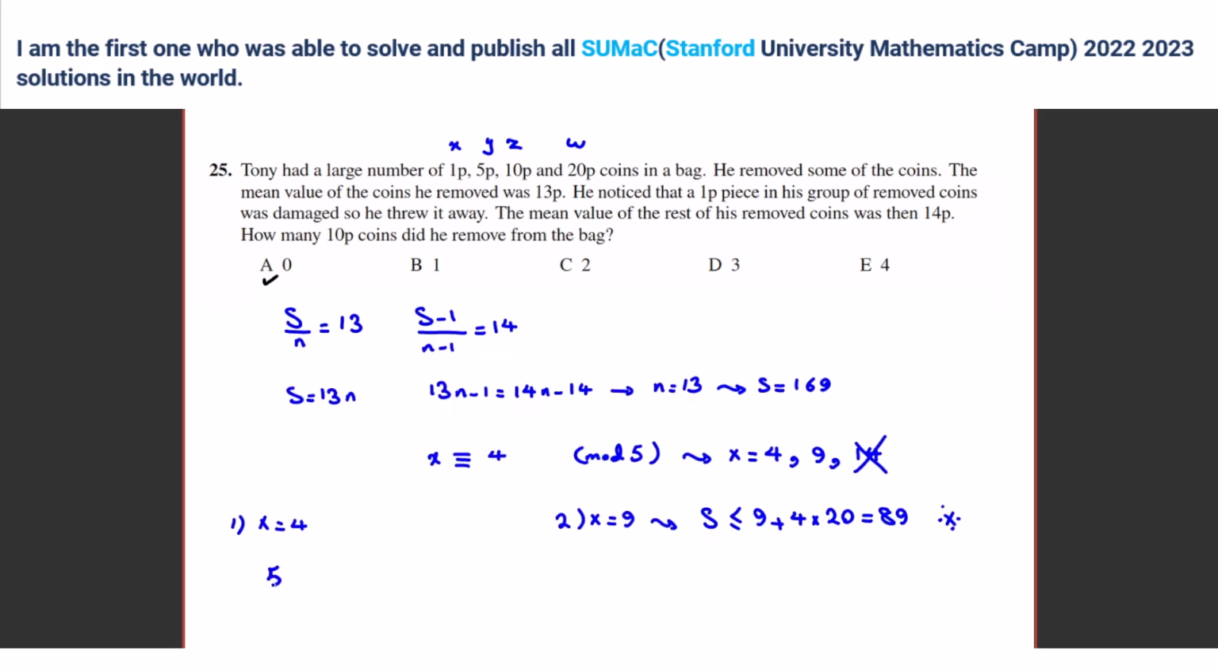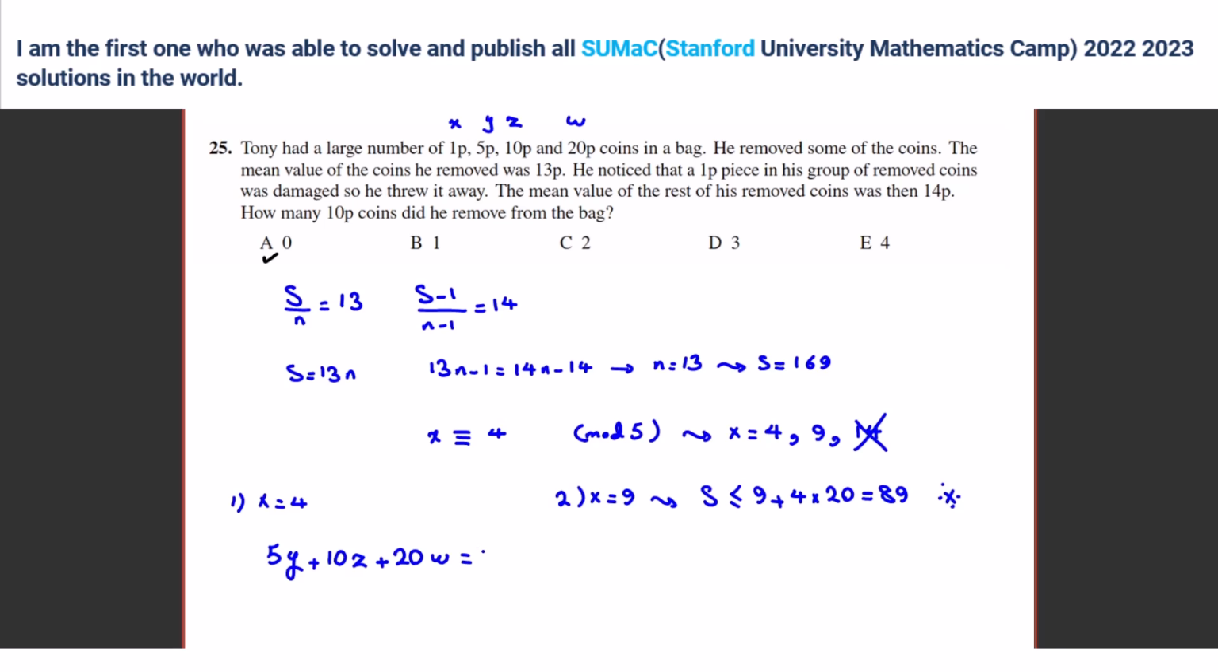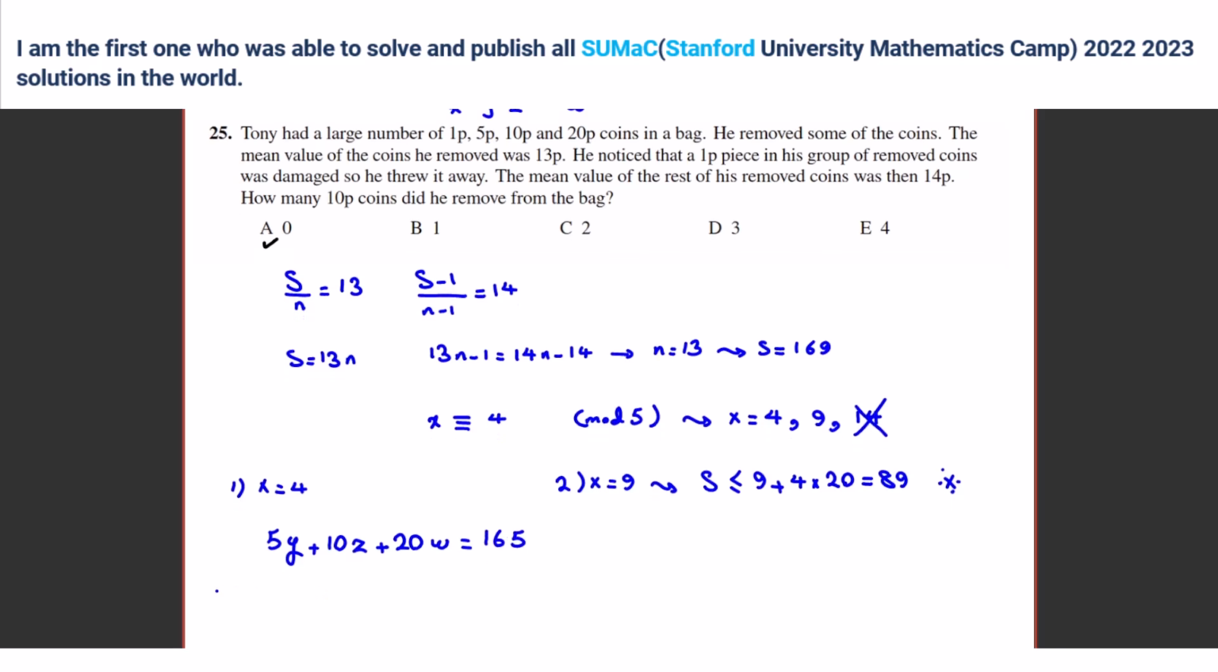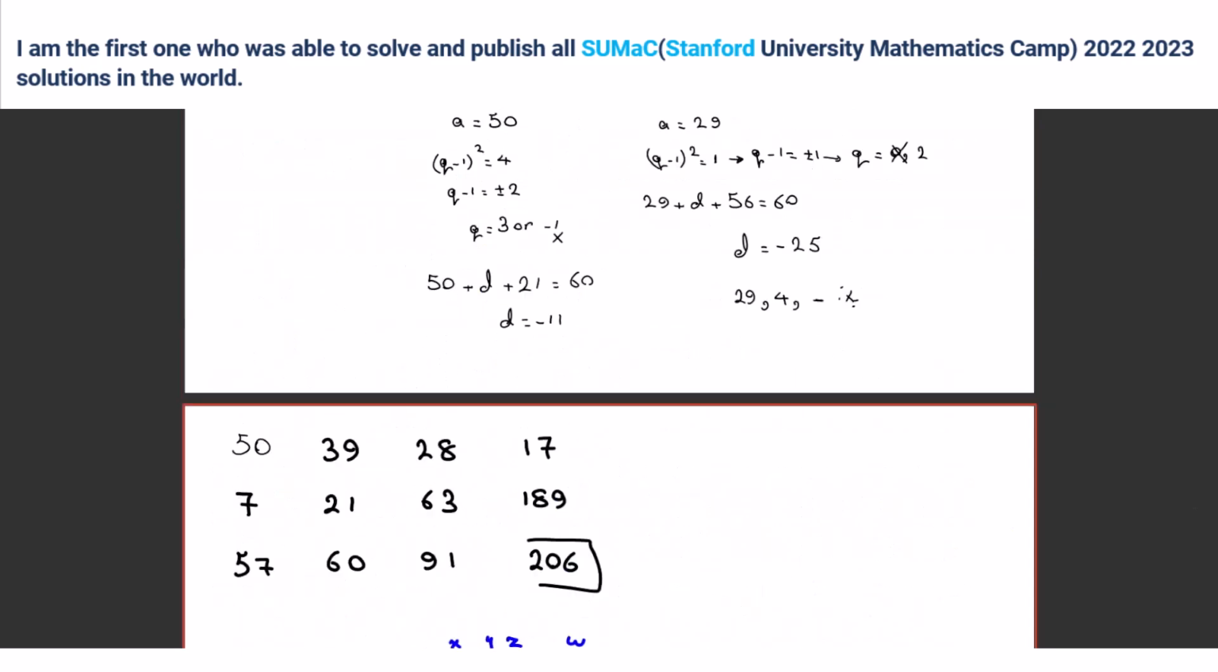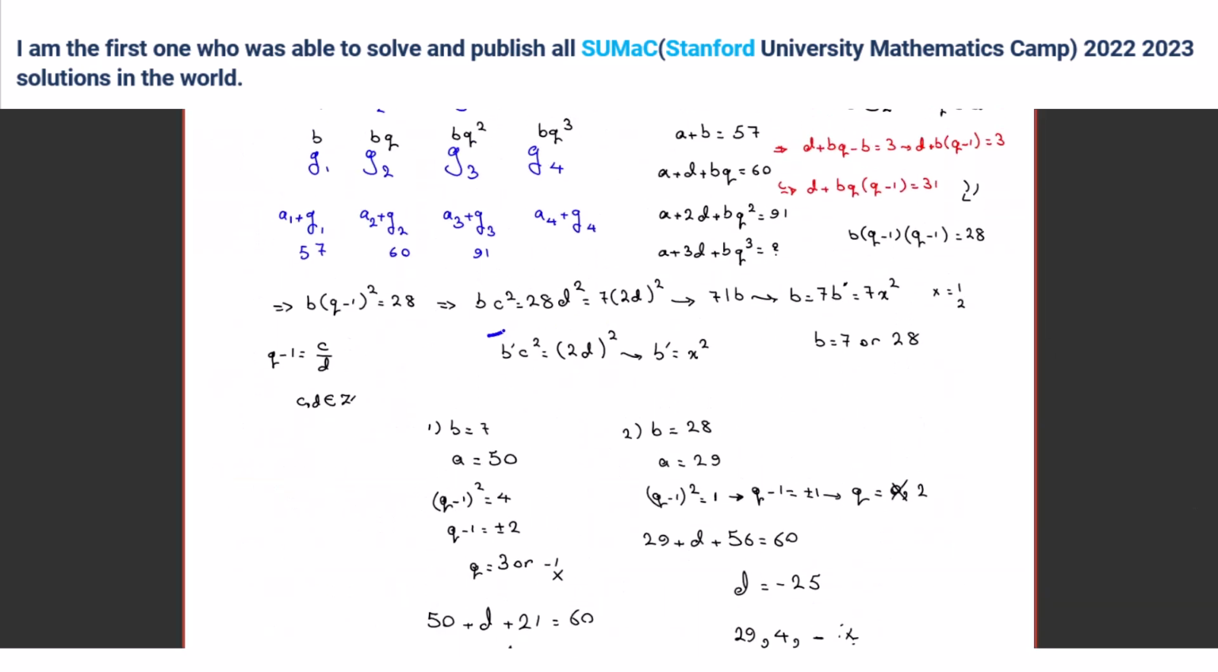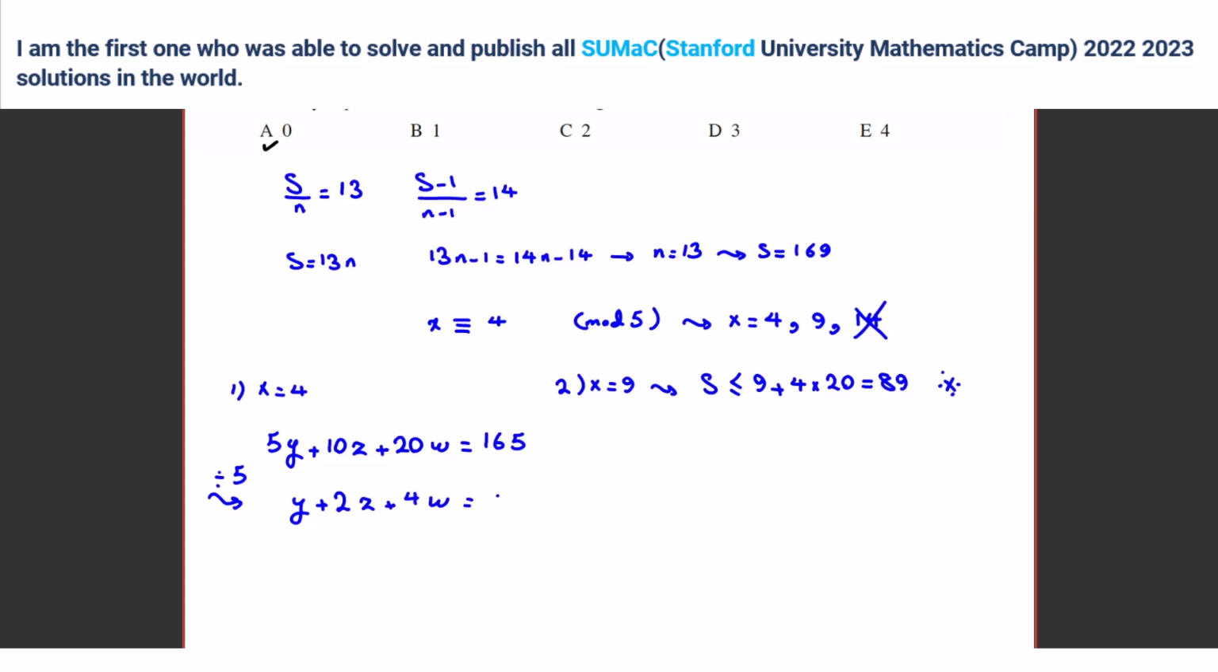Because x is 4, we can say 5y plus 10z plus 20w is equal to what? 165. Yes, and then we can divide both sides by 5. So y plus 2z plus 4w. So it is like the previous problem. Here we should consider mod 5. It is related to the problem.